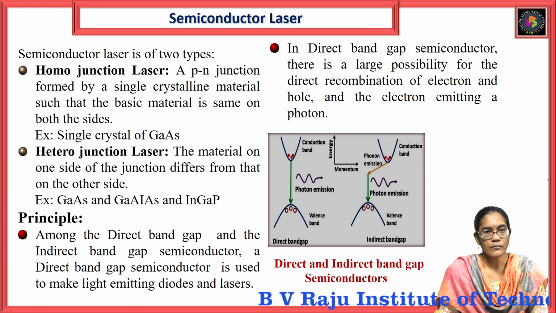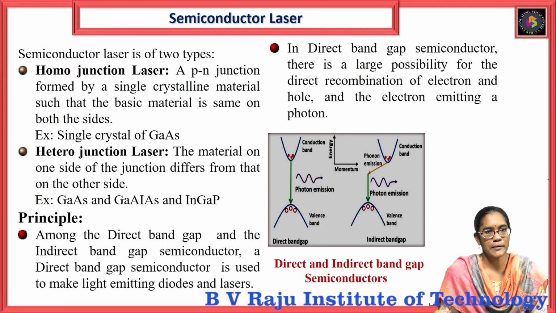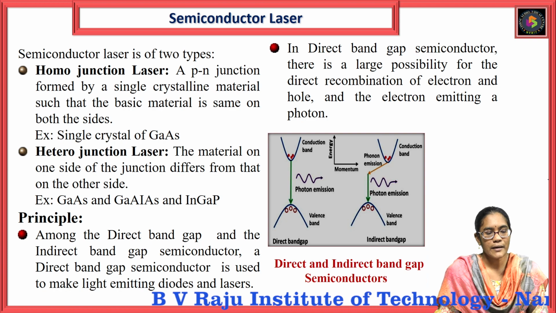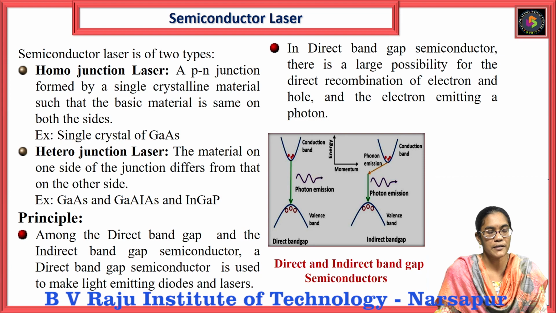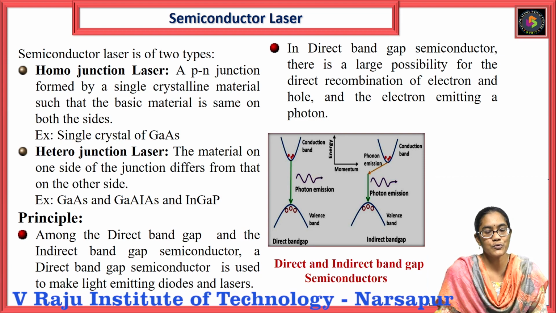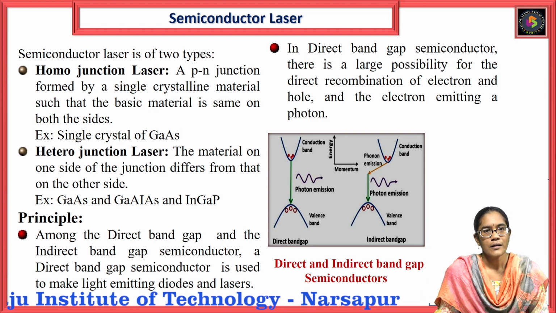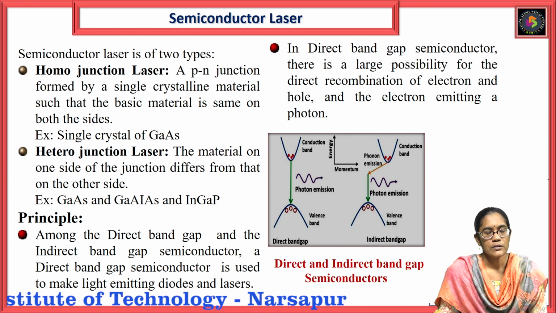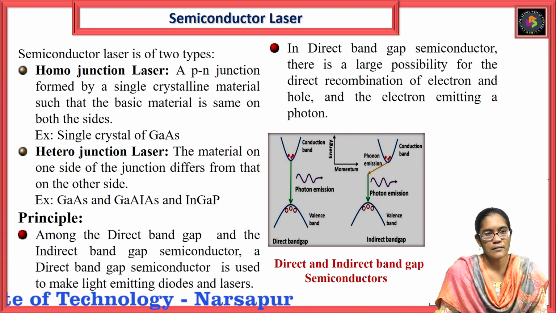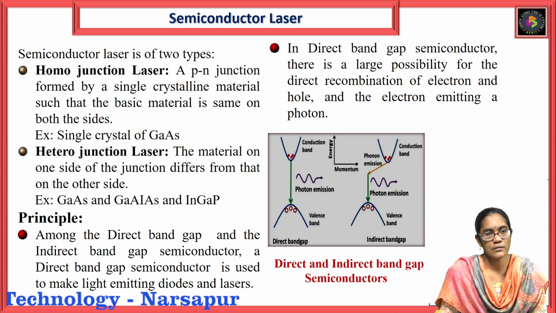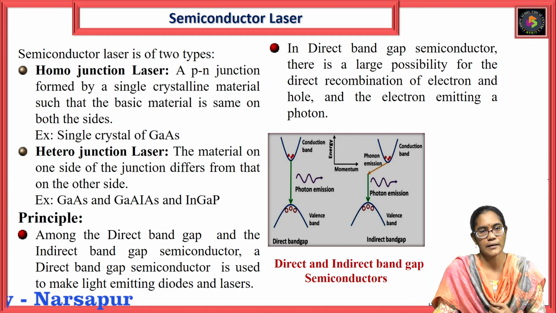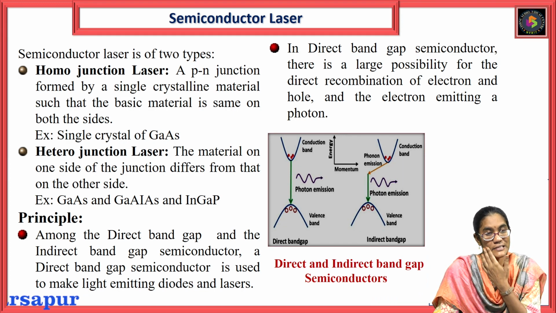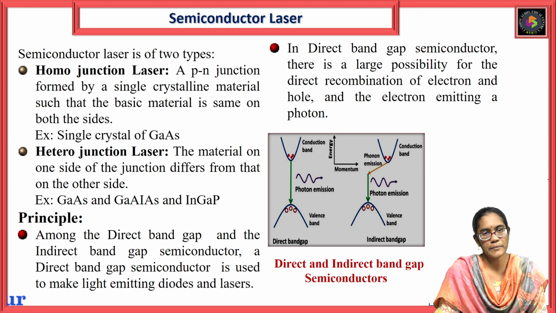Here we are using a semiconducting material, right? That semiconducting material should satisfy some characteristics and conditions. The first condition is that the semiconductor used should be a direct bandgap semiconductor. Generally, semiconductors are of two types: direct bandgap semiconductor and indirect bandgap semiconductor. I'll tell you the first basic difference between them.